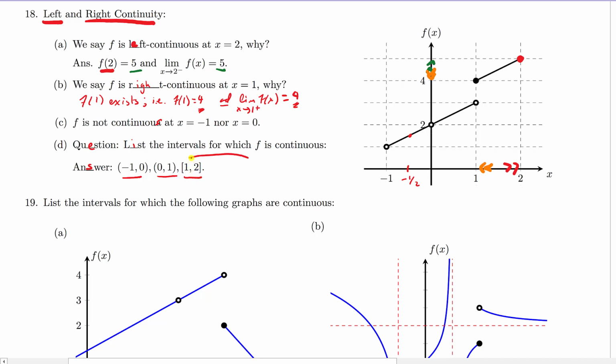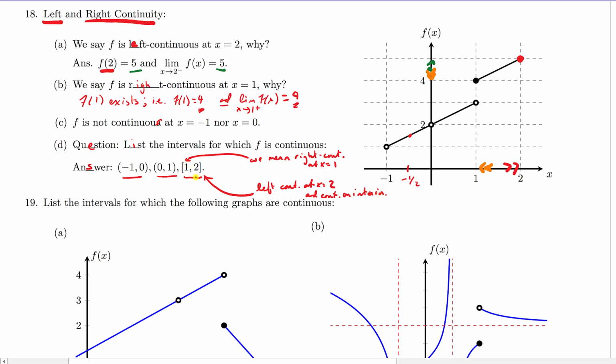When I put this bracket around 1 here, I don't mean that it's continuous at 1. We mean that it is right continuous at x equals 1. We mean that it is left continuous at x equals 2, and regular continuous on the interior of those two, of that interval.